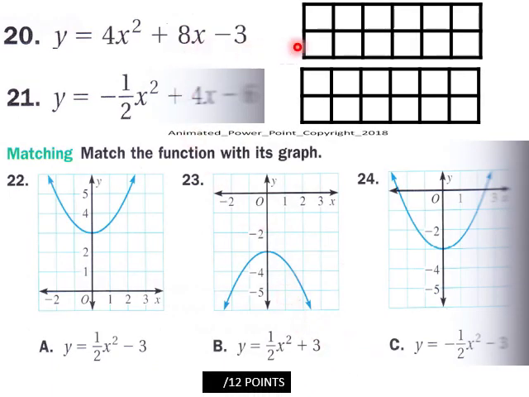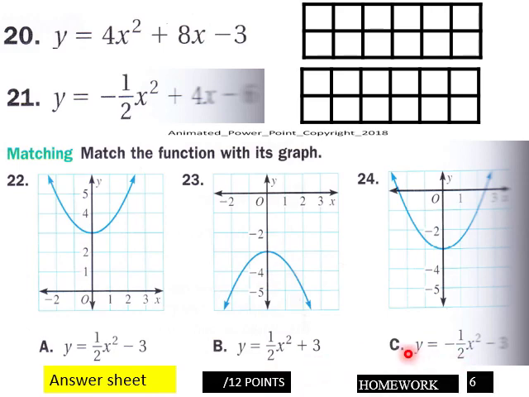Page 6, continuing from previous here. Then match the function with its graph. You have these functions here. Match these functions with these graphs up here. And you've got 12 points here on page 6.